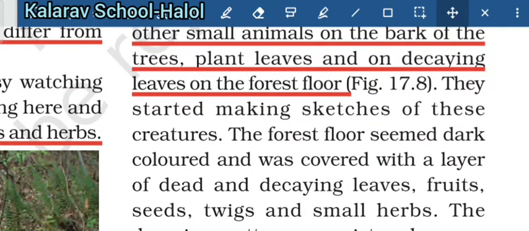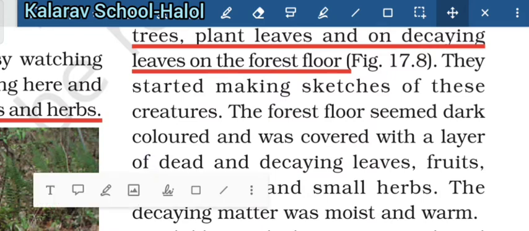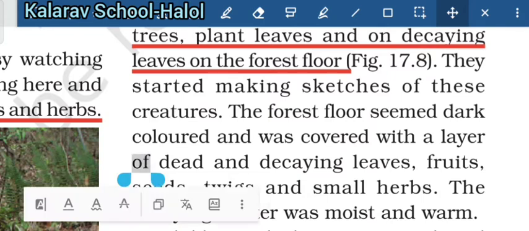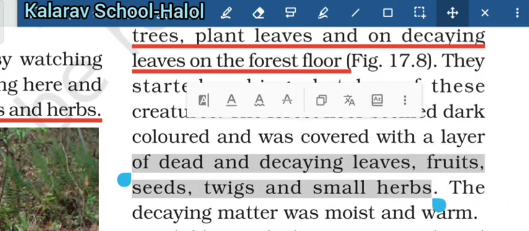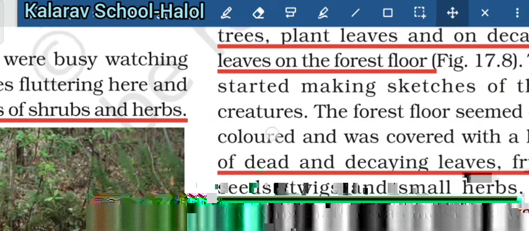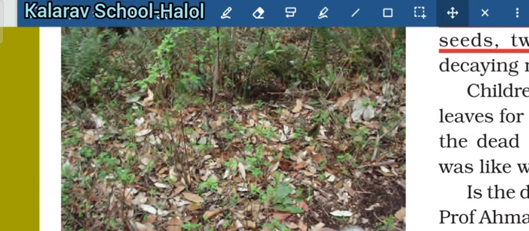You can also try when you see different creatures. You should make a sketch of that. The forest floor seemed dark in color and was covered by layers of dead and decaying leaves. So here is a question. The forest floor is covered by dead and decaying leaves, fruits, seeds, twigs and small herbs. These are present on the forest floor as you see in the diagram. This is a diagram of the forest floor.